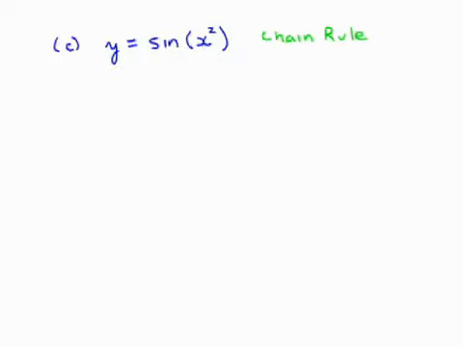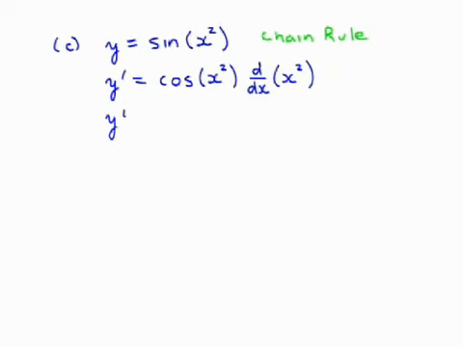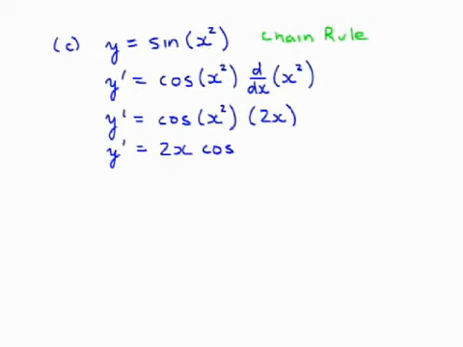The chain rule states that we take the derivative of the outer portion and multiply it by the derivative of the inner portion. So y prime is going to be equal to the cosine of x squared, that's the derivative of the outer portion, times d dx of x squared, that will be the derivative of the inner portion. So y prime is equal to the cosine of x squared times 2x, and when we rearrange that, y prime is equal to 2x cosine of x squared.